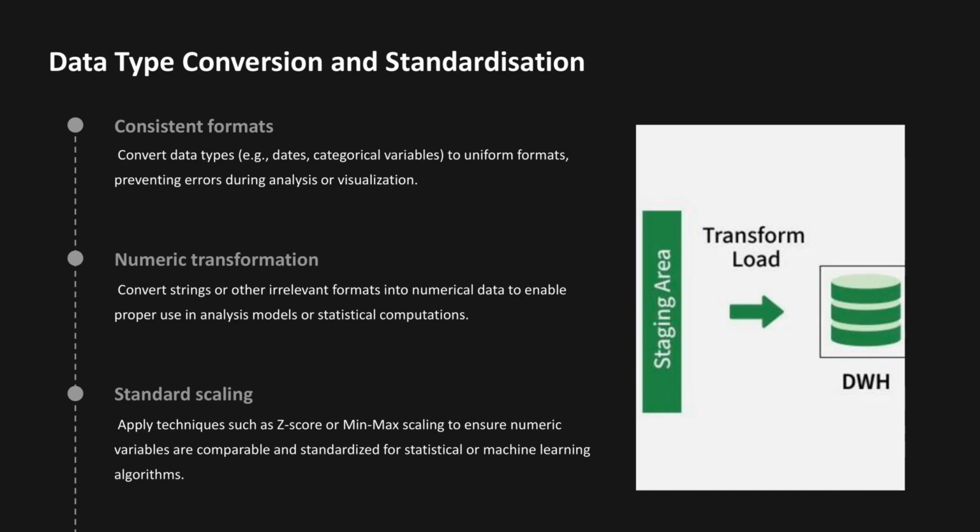Unify dates and categorical labels, transform text to numeric where appropriate, and apply scaling like z-score or min-max, so numeric features are comparable and ready for statistical or machine learning workflows.